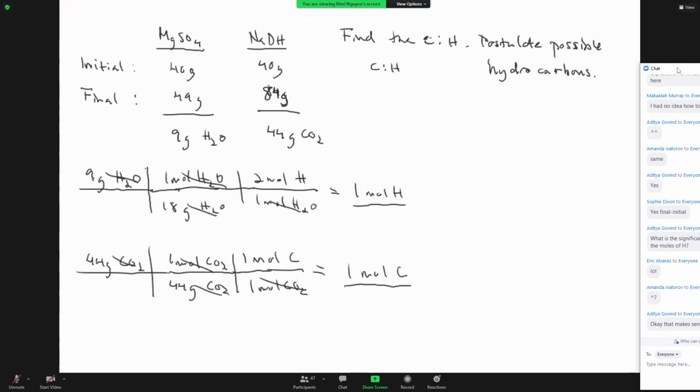Where did you get the 18 grams of water? Adding that up from your periodic table of the elements. Got it. Yeah, 16 plus 2 hydrogens, 1 each, which is 18.